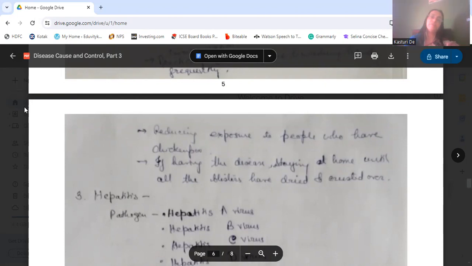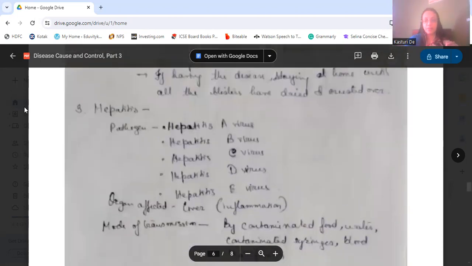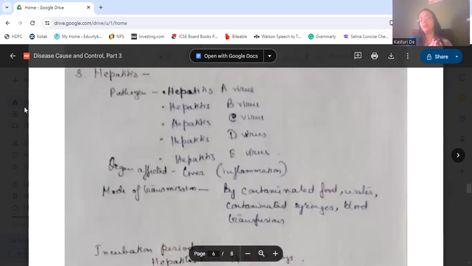Then we come to hepatitis. The pathogen here is hepatitis A, hepatitis B virus, hepatitis C virus, hepatitis D virus, and hepatitis E virus. So 5 types of hepatitis viruses are there. And the organ affected is the liver, where the liver is inflamed. Mode of transmission is mainly through contaminated food and water, but contaminated syringes and blood transfusions are also responsible for the mode of transmission.